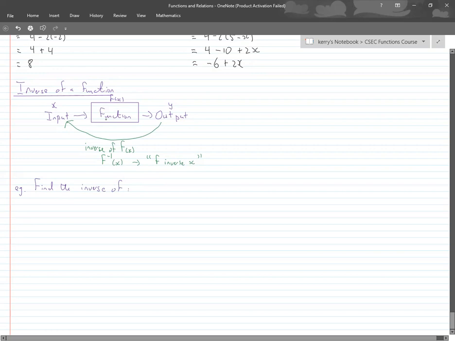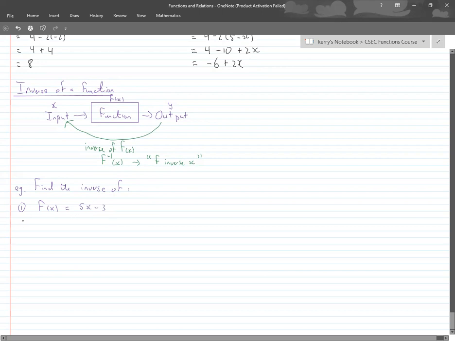Now, keep in mind what the inverse is for. We will get back to that specific type of question. Right now, we just want to learn the mechanics behind it. So find the inverse of, let's go with 1, f of x is equal to 5x minus 3.